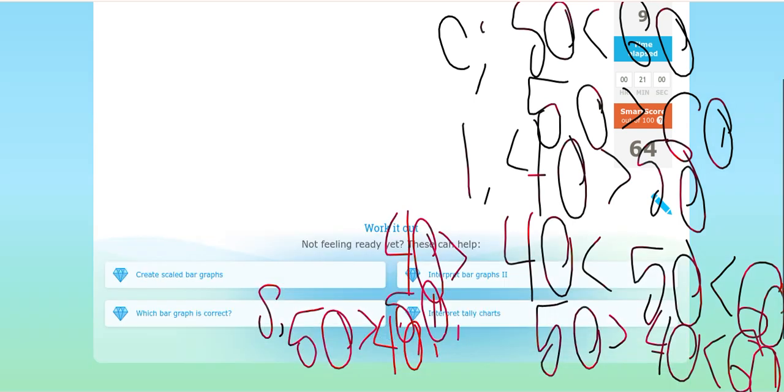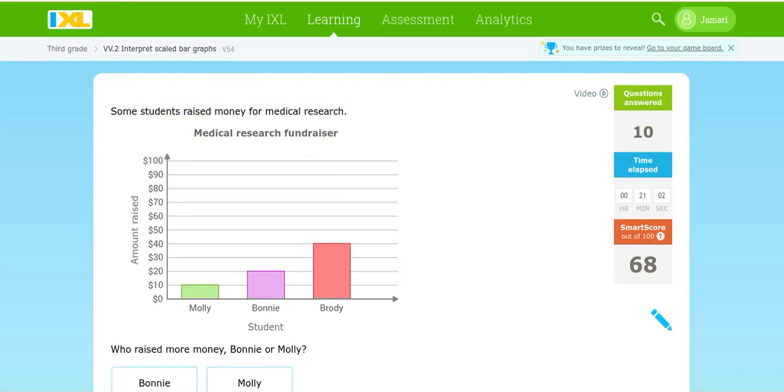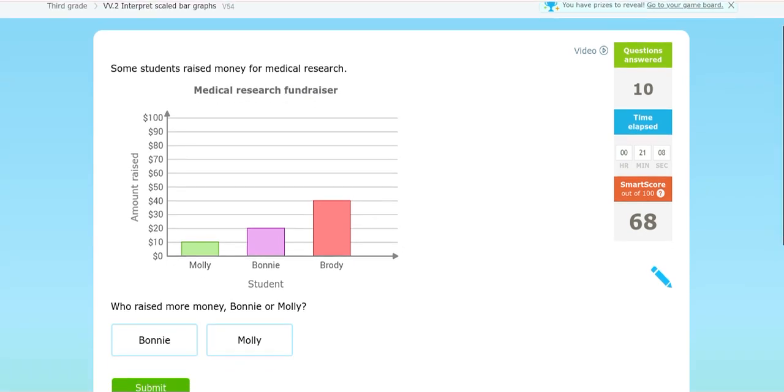If you got lion, you are correct. And this is going to be our last one. It says some students raised money for medical research. The title of this graph is Medical Research Fundraiser. It says we have the 3 students: Molly, Bonnie, and Brody.